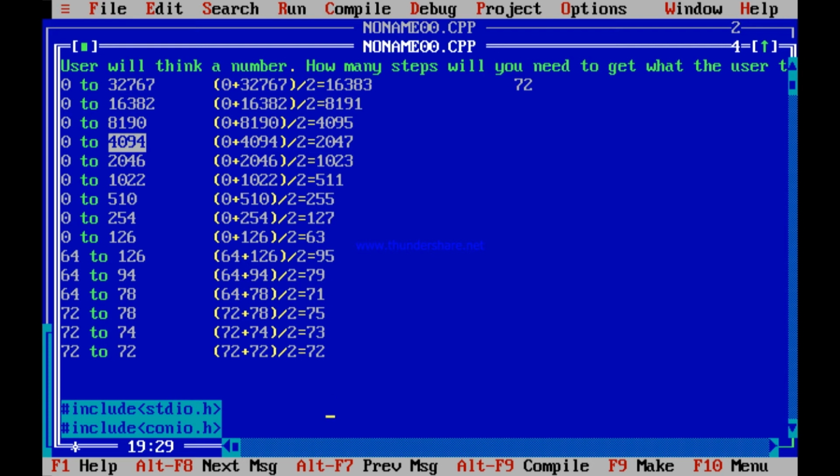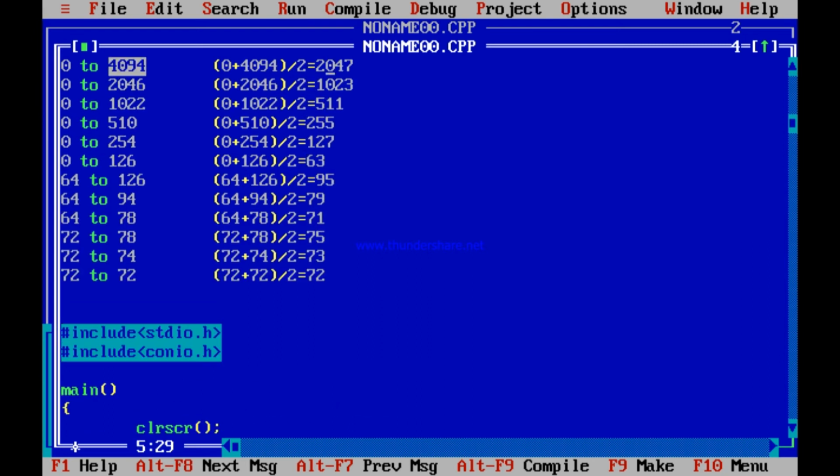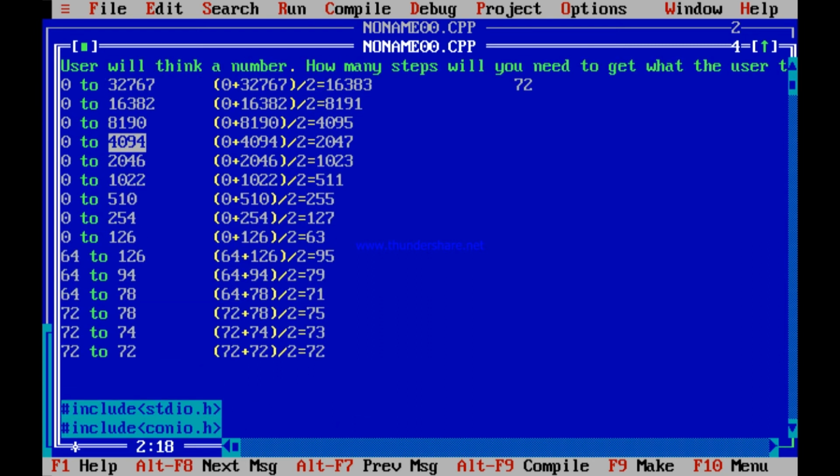I think you understand this. So let me start writing this program. Over here you can understand, to write this program, I will need a lower limit, I will need the upper limit.